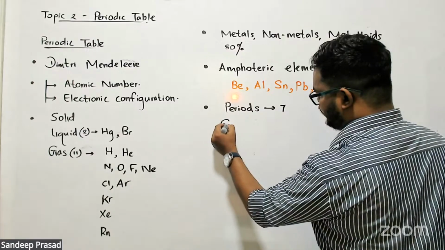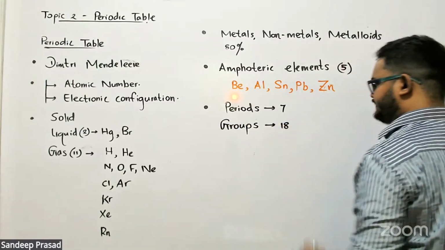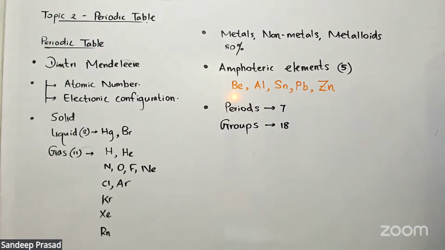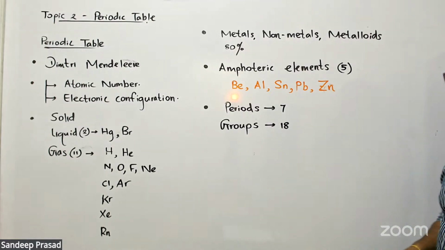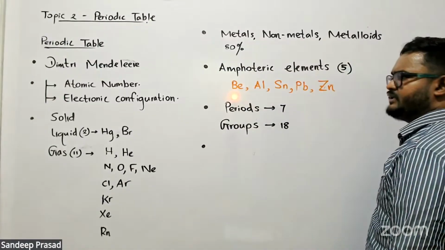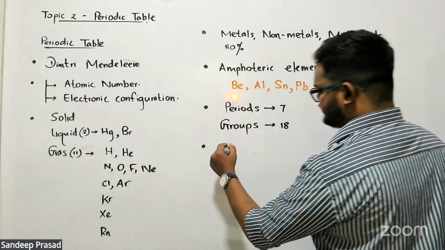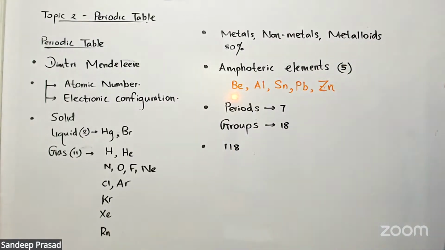And how many groups are there in the periodic table? There are 18 groups. So 7 periods and 18 groups are there in the periodic table. Can you understand? And totally, there are 118 elements in the modern periodic table.